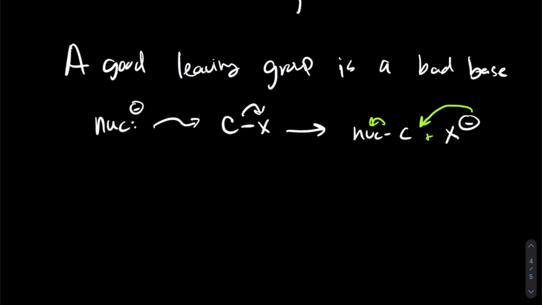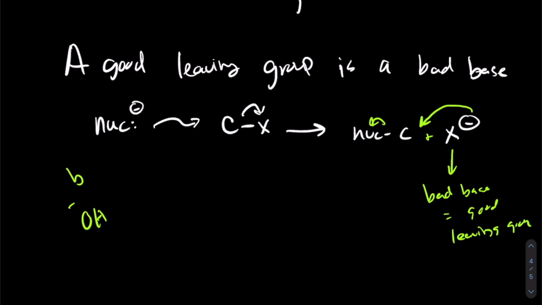more or less inert. Now, anything that you can put down here that is a bad base equals good leaving group. So pretty much what's out? Hydroxide, bad leaving group.